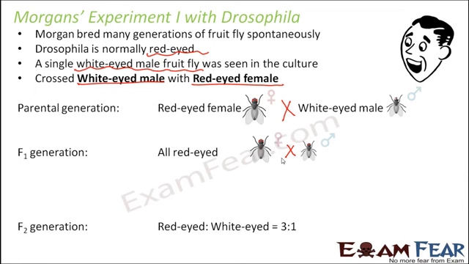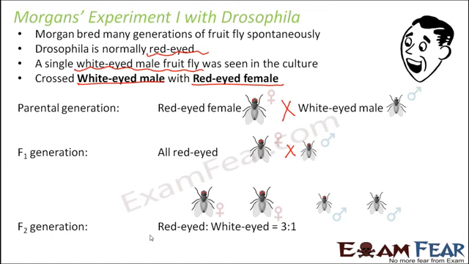And what was found in the F2 generation? It was found that out of 4, 3 of them were red-eyed and only 1 was white-eyed. Two of them were males and 2 of them were females, and out of all of them, 3 were red-eyed and only 1 was white-eyed. Here you can see they are red-eyed and this is white-eyed. So the ratio of red-eyed to white-eyed was 3:1. So the phenotypic ratio was 3:1.